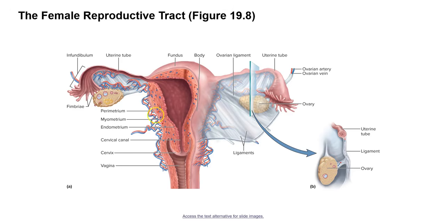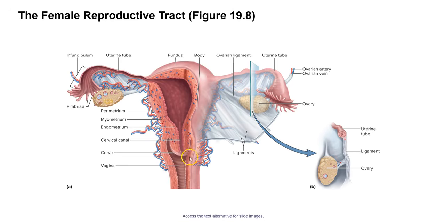And then the perimetrium is the outer layer. It's basically a thin serous membrane on the surface of the uterus. So that's that thin external serosa on the outside or outer layer of the uterus.